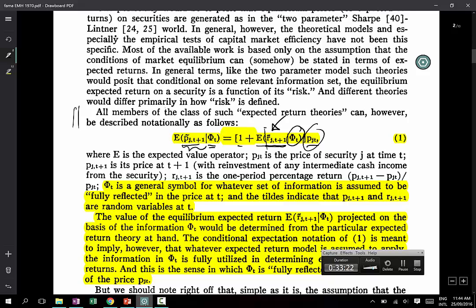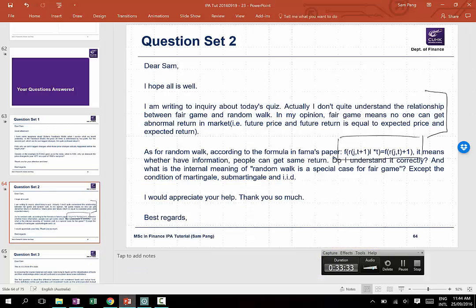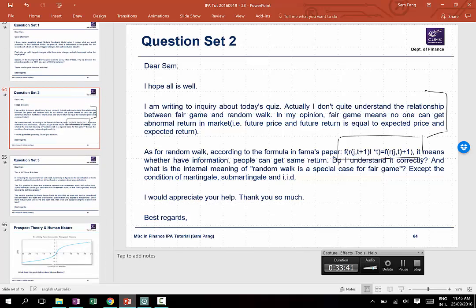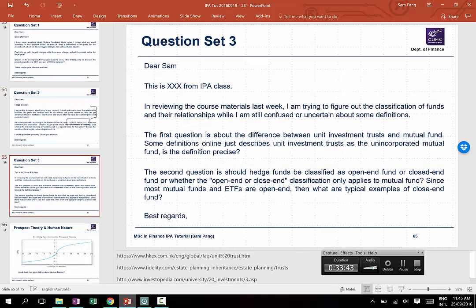And of course, this actually would open up another theoretical discussion on how you can estimate the expected return and so on. Okay. Now, I think I've already kind of answered the last part of this question, which is why is a random walk a special case of a fair game, because it has a zero expectation, which is what all fair games do.